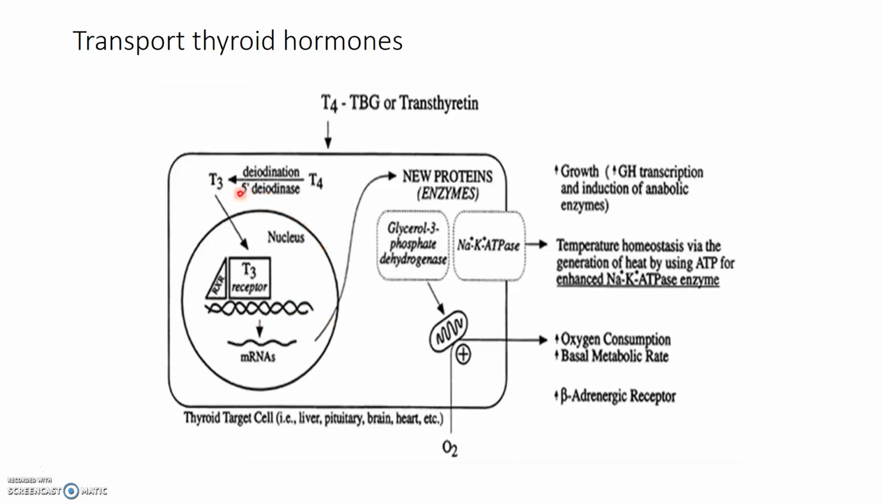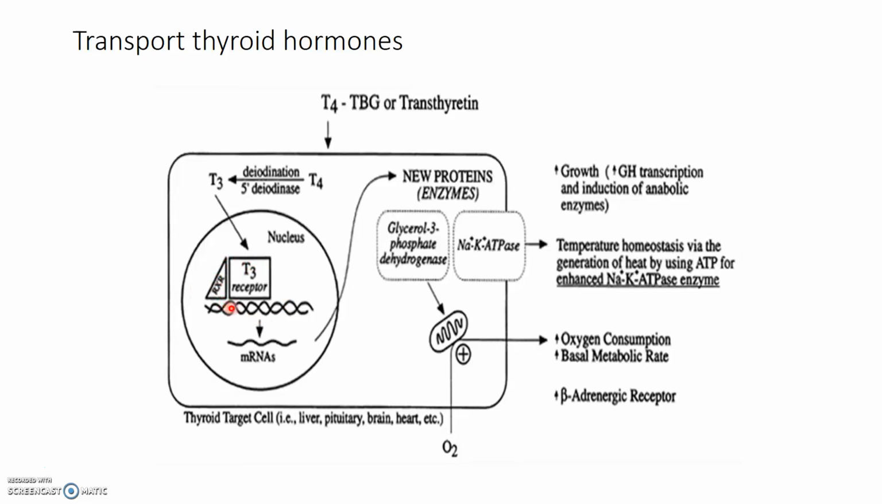This is the nucleus. The nucleus can have TR genes, or thyroid receptor genes, in the DNA. Different places have different genes. For example, in liver we have TR gene alpha, and in brain we have TR gene beta. As you can see here, there is a receptor that is bound to the DNA.